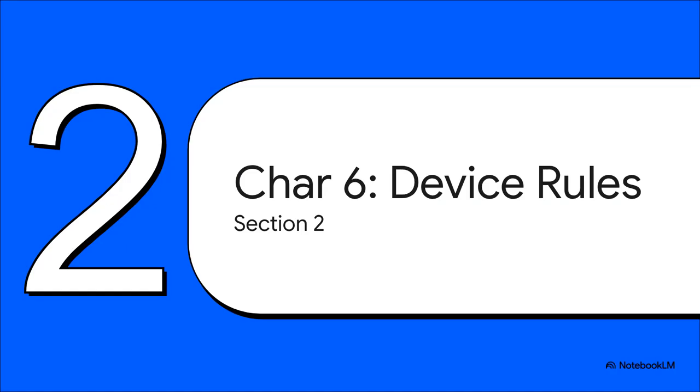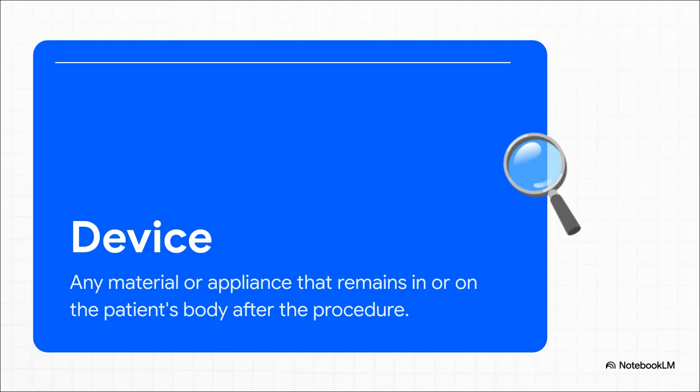Okay, let's dive into Section 2. Character 6, Device Rules. When you hear the word device, your brain might immediately jump to heavy metal equipment or some complex machinery. But in ICD-10 PCS, the definition is actually uniquely precise. A device is defined as any material, item, or appliance that remains in or on the patient's body after the procedure is totally complete. Think about that for a second. If a surgeon uses a temporary tool, like a scalpel or a retractor, and they take it out before closing the patient up, that is absolutely not a device for our 6th character. It has to stay with the patient.